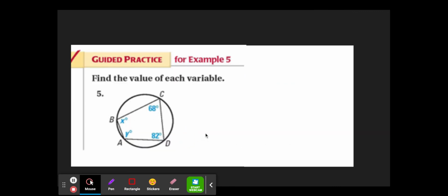So we got some practice problems in here. It's good to pause and take a look at these. So you have to understand that Y and 68 need to add up to 180 because BD and BD this way, the minor and the major arc that are created there, need to add up to 360.